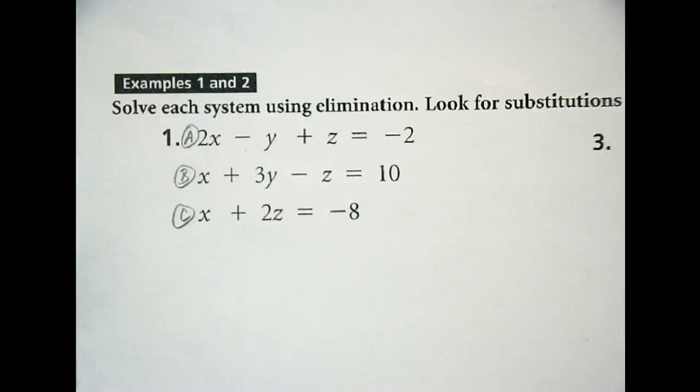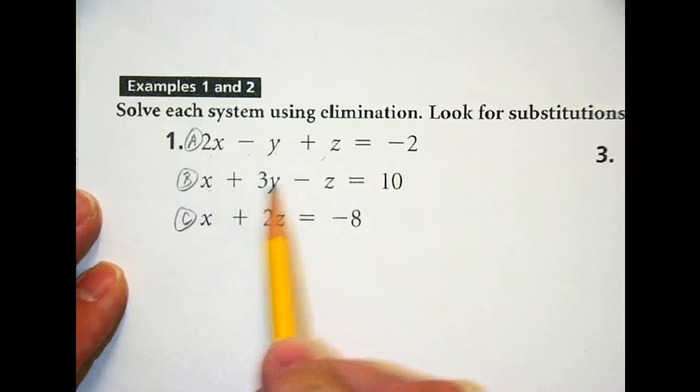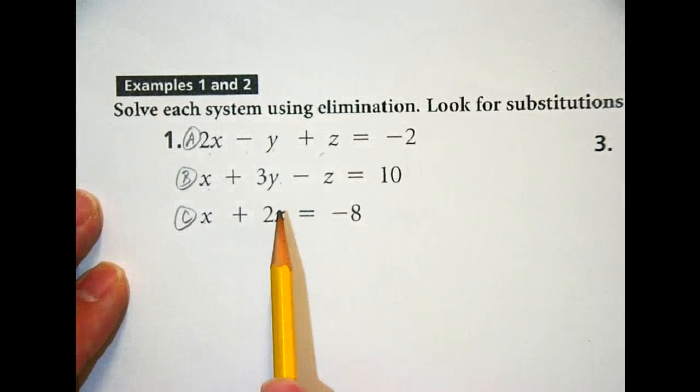Now the goal when you're solving systems using elimination is you want to eliminate the same variable from all three equations to begin with. That's our first step. So when I'm looking at this, the first equation has an x, a y, and a z. The second has an x, a y, and a z. And the third has an x and a z.